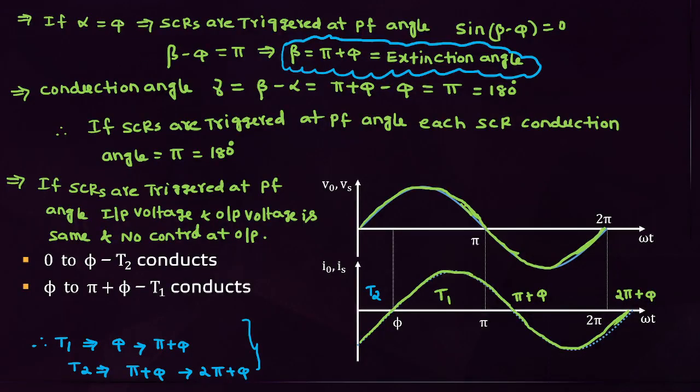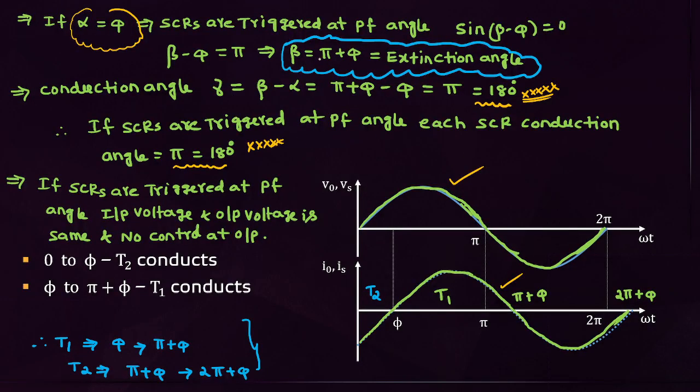In RL load, if the SCRs are triggered at the power factor angle, then each SCR conduction angle is 180 degrees. If SCRs are triggered at the power factor angle, what is each SCR conduction angle? That is 180 degrees. That you have to concentrate on. Each SCR conducts for 180 degrees. If SCRs are triggered at the power factor angle, the input voltage waveform and output voltage waveform are the same. Very important.